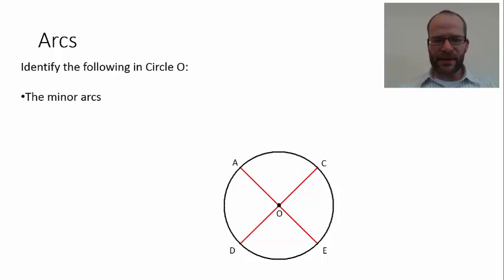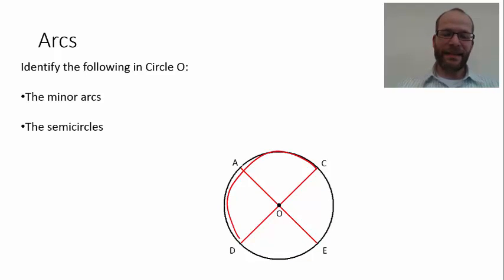Identify the following in this circle. Minor arcs. How many minor arcs are there? There are 4. There's one here. Assuming, by the way, let's assume that this is a right angle. 2, 3, 4. That is arc AC, CE, arc ED, and arc DA, all minor arcs. What about the semicircles? There are 4 of those as well. Semicircle CAD, ADE, DEC, CA, 4 semicircles.